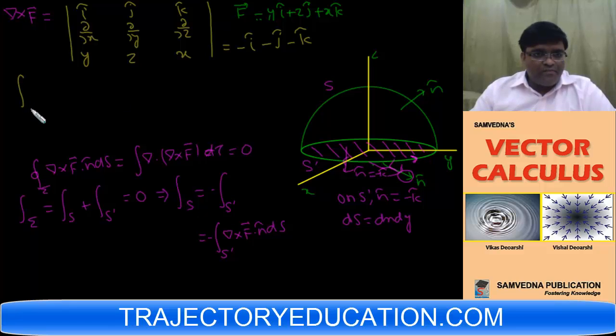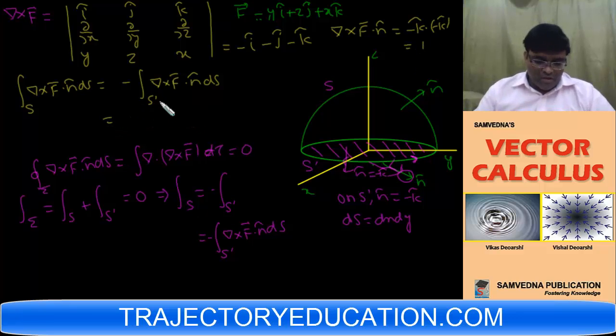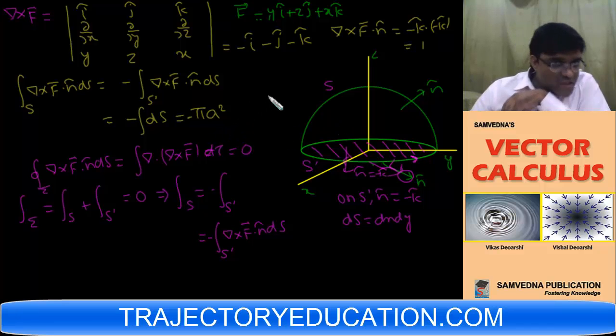So the integral of (∇ × F) · n dS on S' equals minus of the integral. Now what is (∇ × F) · n on S'? It will be −k · (−k), that is 1. So this will be minus of the integral of dS, and the area of this surface is πa². So the surface integral is −πa².